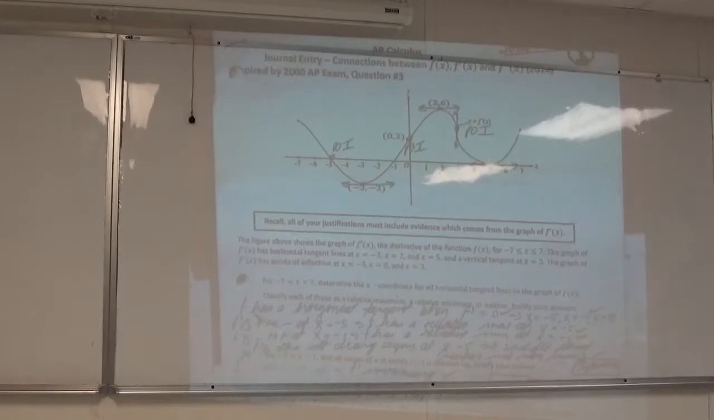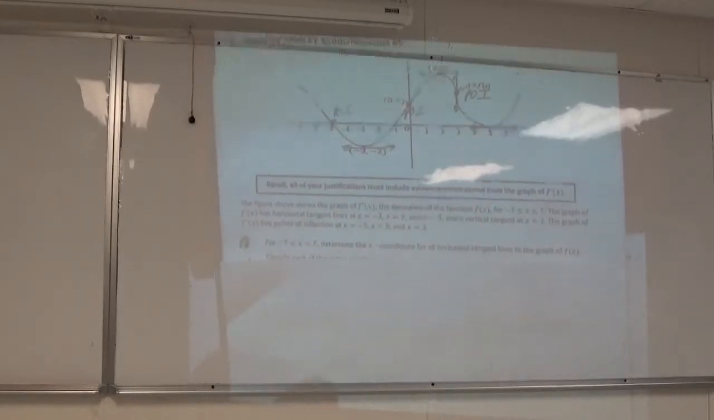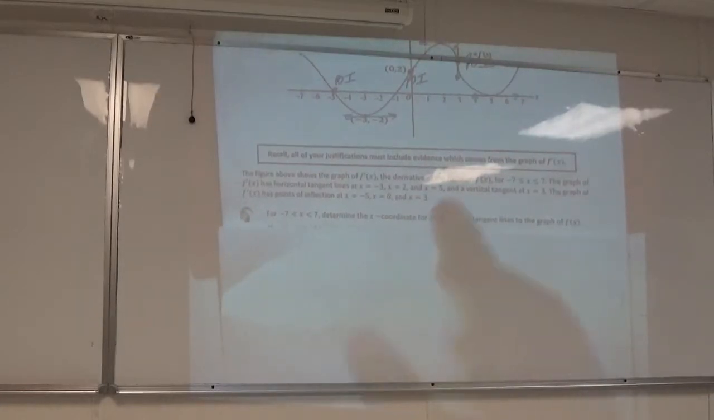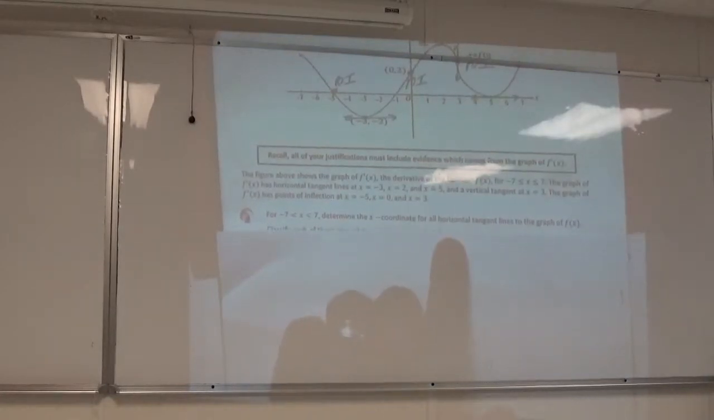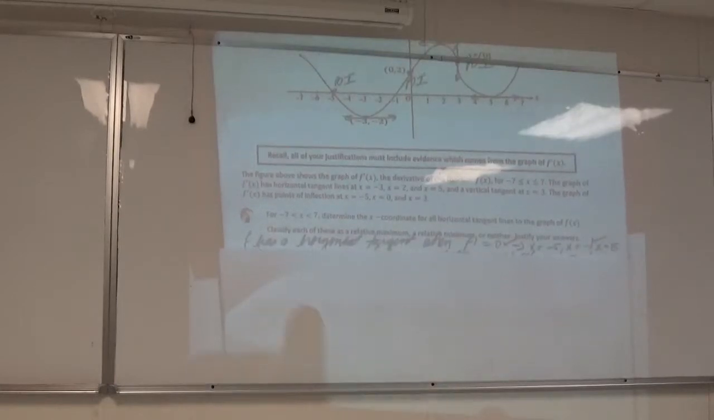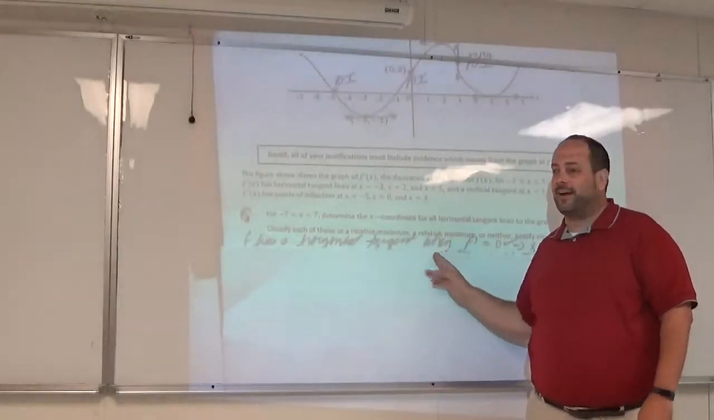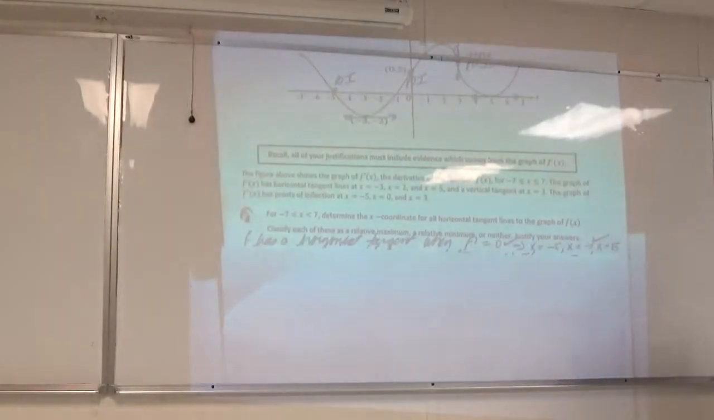Part A, determine the x-coordinate for all horizontal tangent lines. If the graph of f has a horizontal tangent line, how do we use f prime? What has to be true about f prime? F has a horizontal tangent line, that means that f prime is equal to 0. So the first thing I'm going to write, f has a horizontal tangent line when f prime is equal to 0. First point. It doesn't have to be the first thing that you write, but you better make this connection somewhere. And as soon as you make that connection, you've locked in a point that I cannot take away from you.